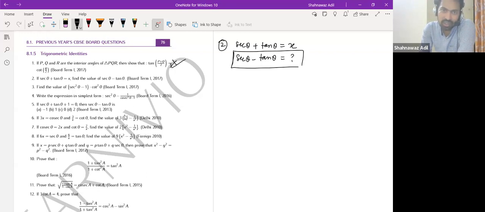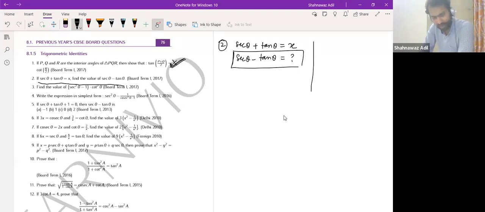First is not necessary, right? So this is out of the syllabus. But the second, we can do. So you guys tell me how sec and tan theta are related. How are sec and tan theta related? Anyone?